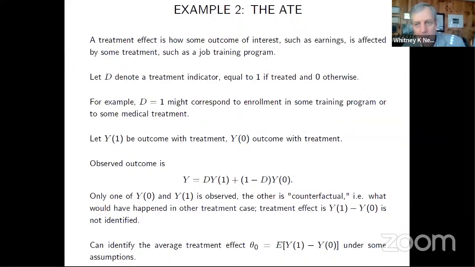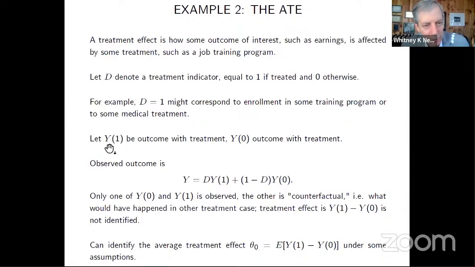Okay, for example, let D denote the treatment indicator. It's equal to 1 if treated and 0 otherwise. D might correspond to enrollment in some training program, some medical treatment, or could correspond to whether you're eligible for a 401k, which is some retirement program at an employer.